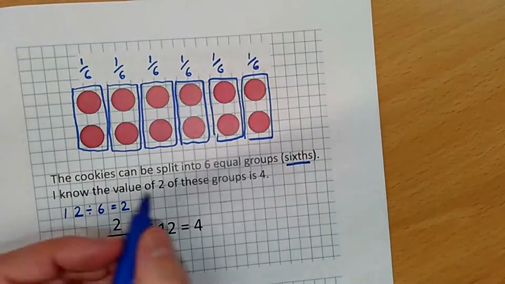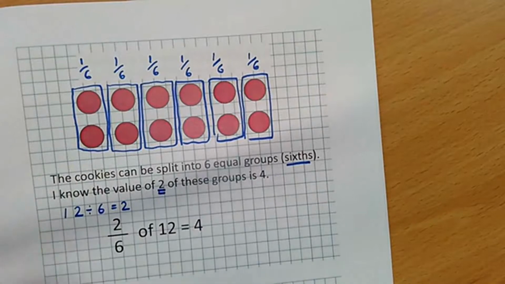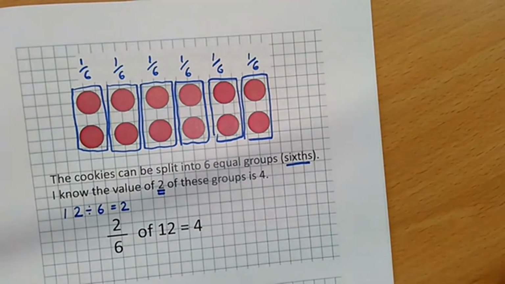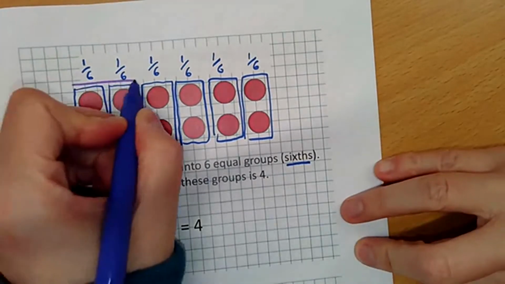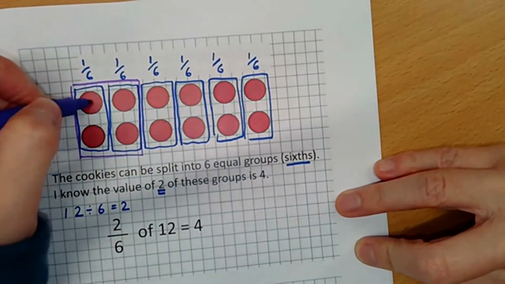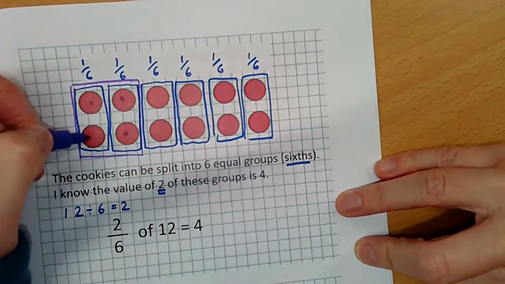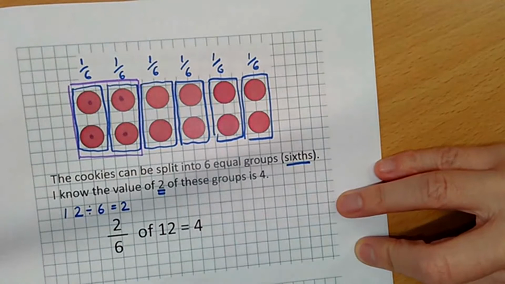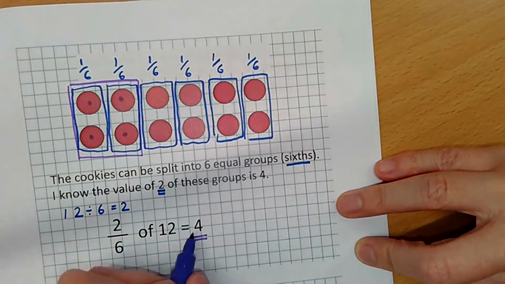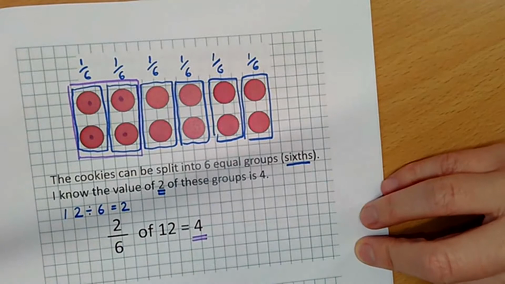But now I'm looking for 2 of these. So I'm looking at 2 groups of 2s. So I'm going to count how many there are in 2. 1, 2, 3, 4. And so now I know that 2/6 of 12 equals 4.